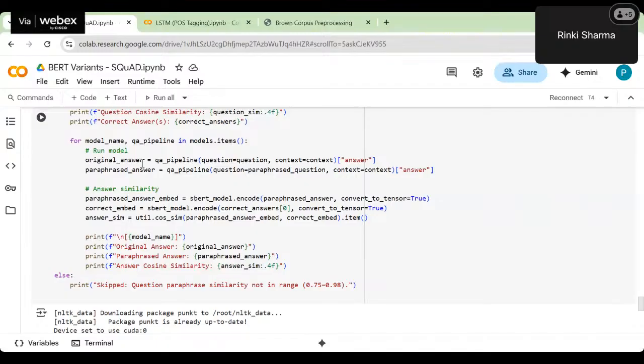After predicting these by the model, what we did is we did embedding of paraphrased answer, we did embedding of correct answer using the S-BERT model, and then we calculate the cosine similarity. The cos-sim function is calculating the cosine similarity between the paraphrased answer embedding and the correct answer embedding, just to check whether these answers are closely related or not, and we print all the required things. So this is how the output looks like.